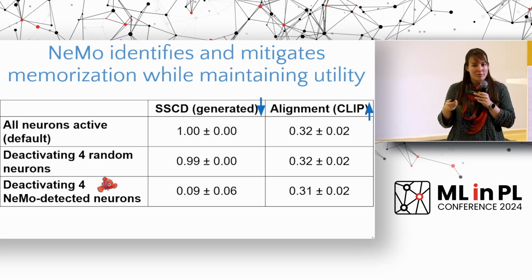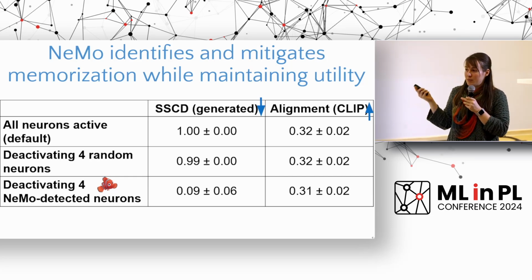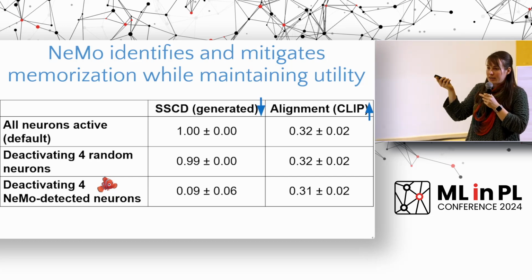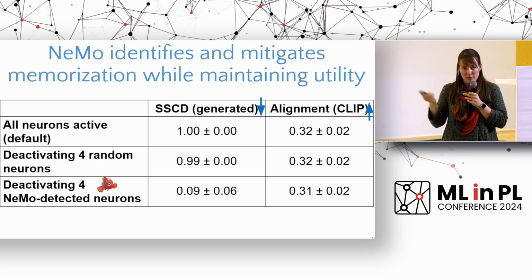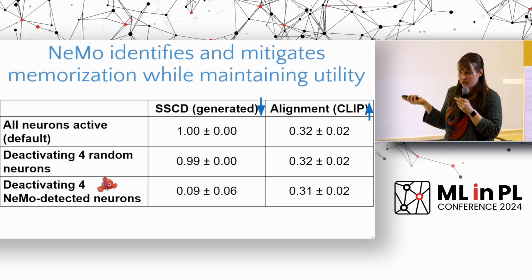Because it would be a shame if we switch off memorization, but then also have an image which looks totally different than what we actually want. So we need to also keep the alignment high. And then we compare NeMo basically against the random baseline, so switching off 4 random neurons versus switching off 4 NeMo-identified neurons.